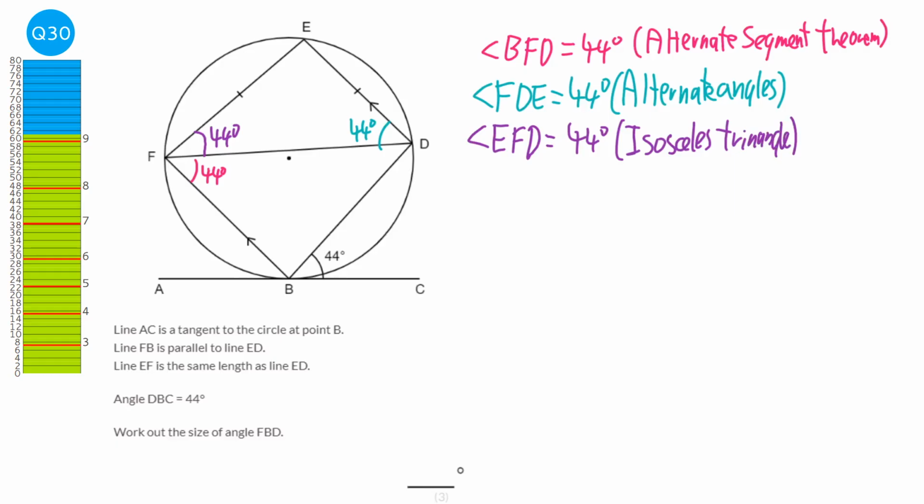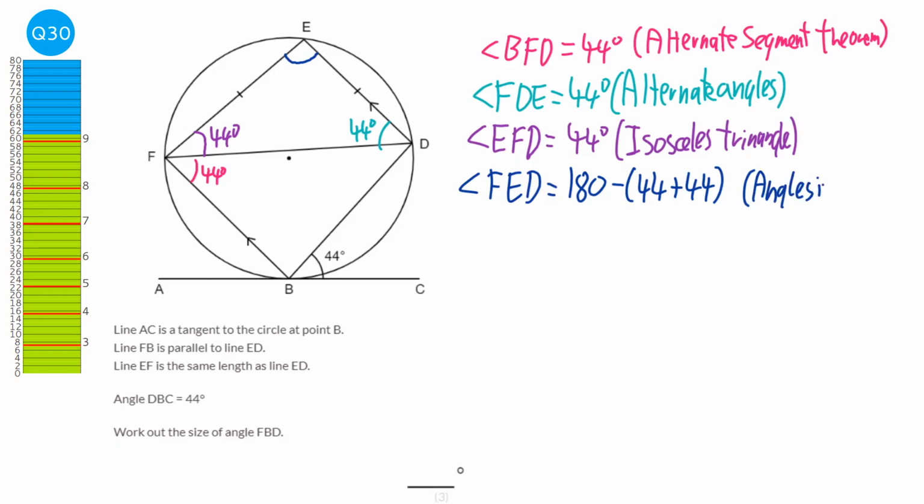Okay, next thing we're going to work out is this one here, and it's just angles in a triangle. So angle FED is going to be 180, take away the 44 plus the 44, and the reason is angles in a triangle add up to 180 degrees, and so 180 take away the 44 plus the 44 is 92 degrees.